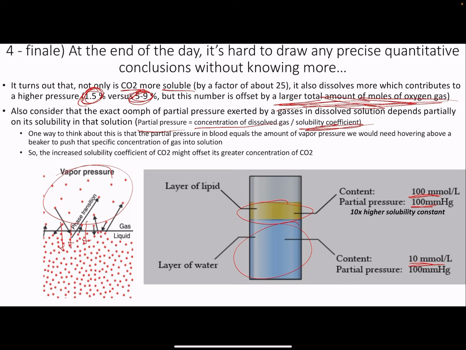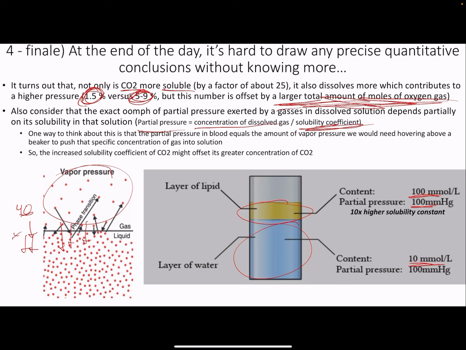Additionally, the oomph that a partial pressure exerts is going to depend somewhat on the solubility of that thing in solution. So the partial pressure is equal to the concentration of the dissolved gas divided by the solubility coefficient. One way to think of this is that if we say that PO2 is 40 in the gas, what we mean is that if we had this amount of blood in a beaker, the vapor pressure necessary to push that particular amount of CO2 into solution would need to be 40. So the vapor pressure would need to be 40 to get X concentration into the solution.